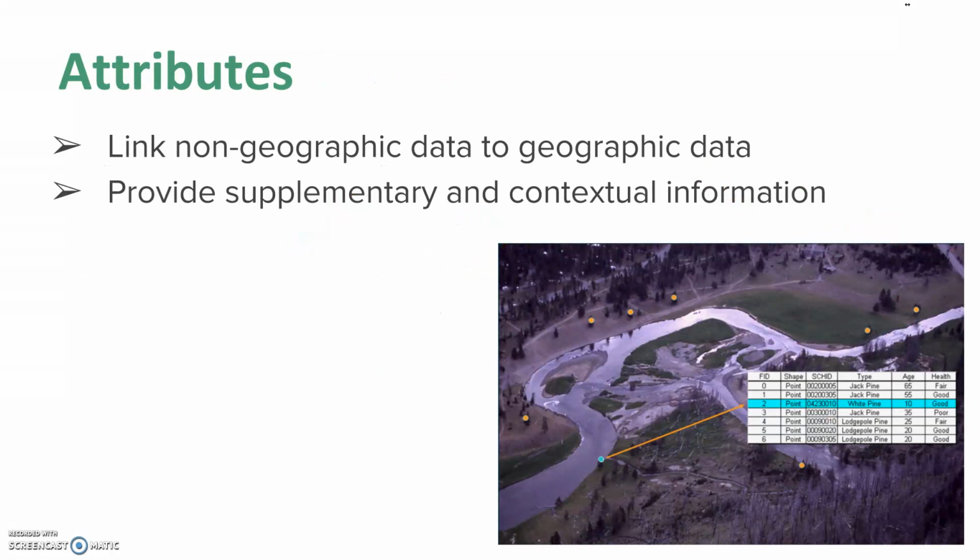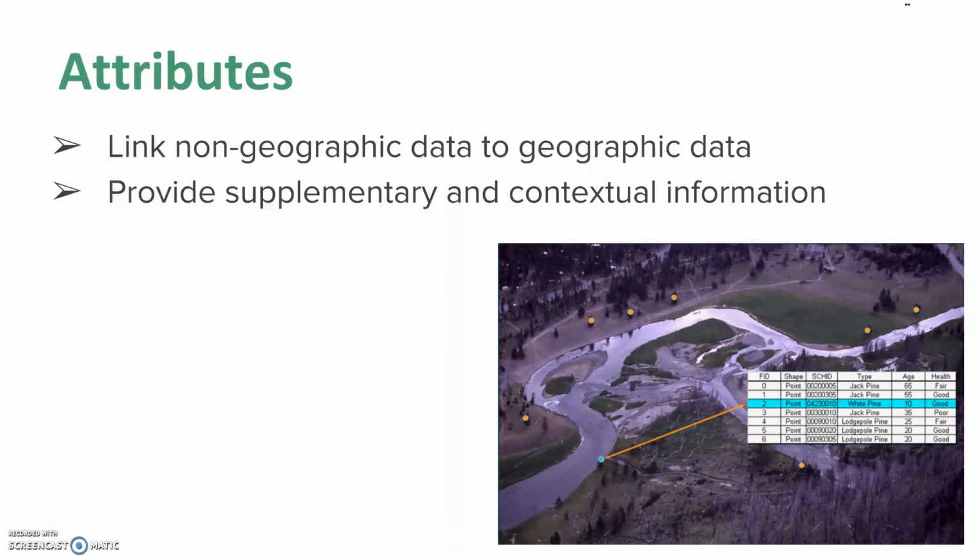All right, and so for each point, if we just had the XY coordinate of a given point or a line or a polygon, we don't have much other information about what is at that point and why it's important. And so we offer that information through adding attribute information to that point. The attributes link the non-geographic data to geographic data, and they provide supplementary and contextual information.